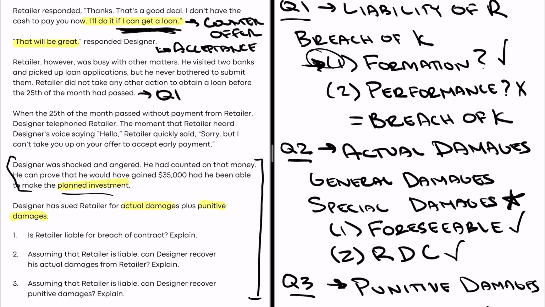However, we also know that all contracts have an implied duty of good faith and fair dealing. And so anytime we see somebody saying, I'll do this if I can get a loan, there's going to be a duty of good faith to take reasonable steps to actually acquire that loan. And here it looks like he never bothers to submit. So he goes and picks up loan applications, but he never even submits them. And he doesn't take any other action to obtain a loan before the 25th of the month had passed. That seems like a violation of good faith and fair dealing. That seems like a good faith issue.